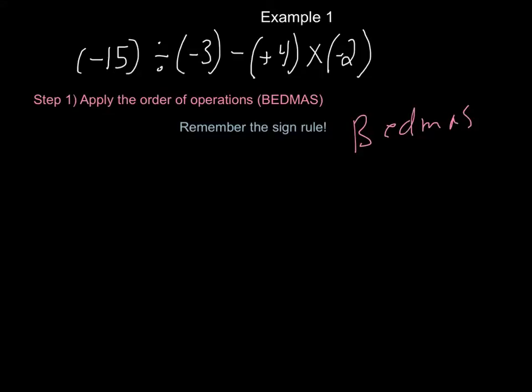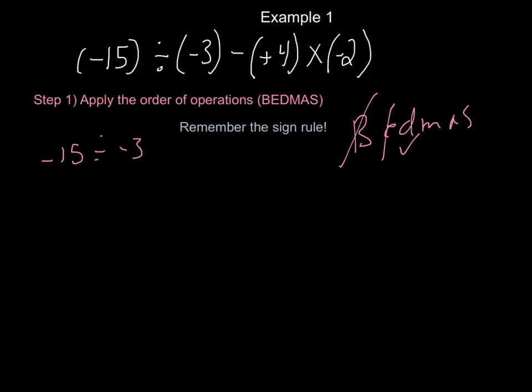So, do we have any brackets to work with? No, like I said, don't have to worry about those. Do we have any exponents? No. Do we have any division? Yes. So let's start with our division. We have to start out with negative 15 being divided by negative 3. Now, I'm going to take the brackets off and just write it as an equation here. So I've got negative 15 being divided by negative 3. So let's work with this first.